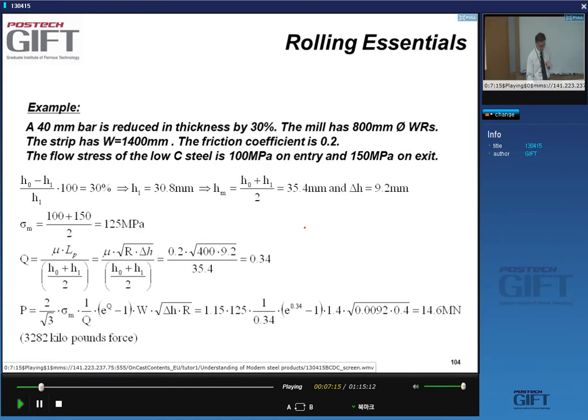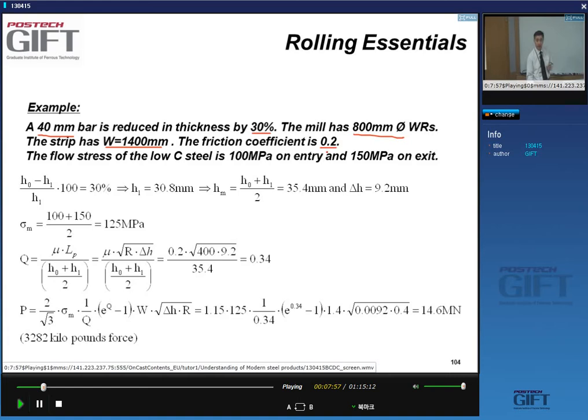All right, so let's have a calculation example so you're familiar with the use of these formulas if you wish to use them. Say you have a 40 millimeter bar, 4 centimeters, and it's reduced by 30% in a mill. That would be the first stand of a finishing mill, and the mill has a diameter of 800 millimeters, 400 millimeters radius. The strip has a width of 1400 millimeters, and you have a friction coefficient of 0.2, a high friction coefficient.